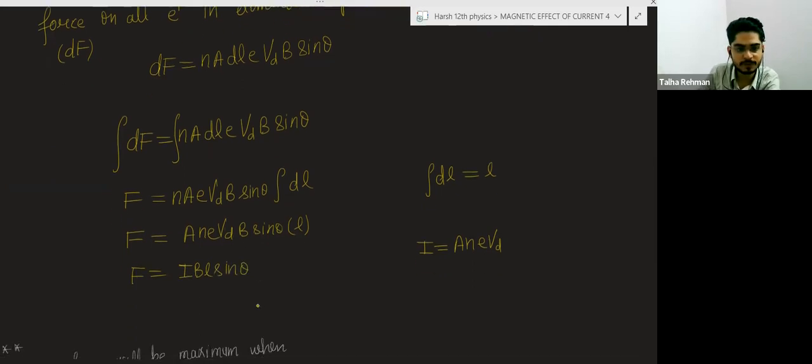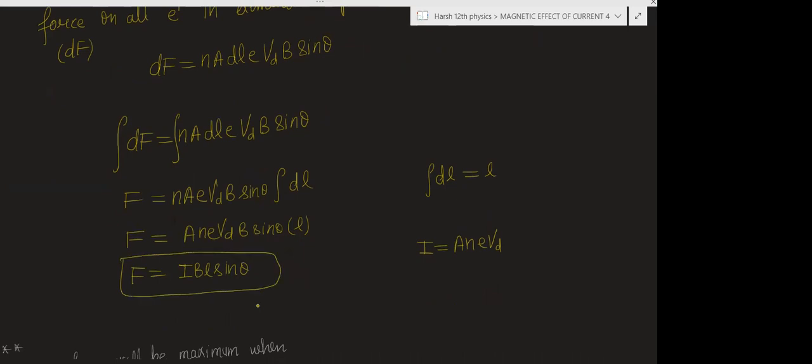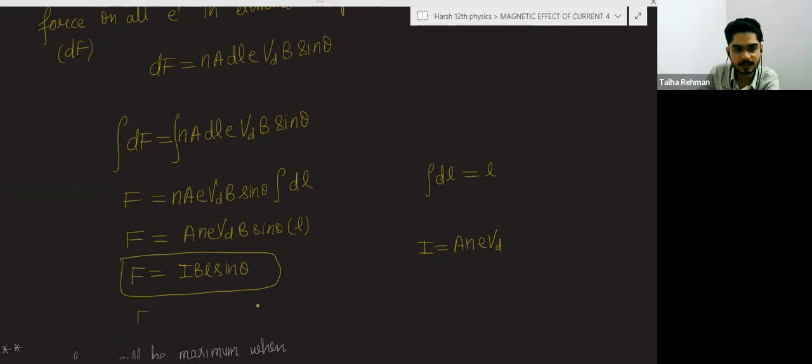So this is your final formula. And if you want to write this formula in the vector form, you can write F vector is equal to I L vector cross B vector. So in both forms, you should know the formula.